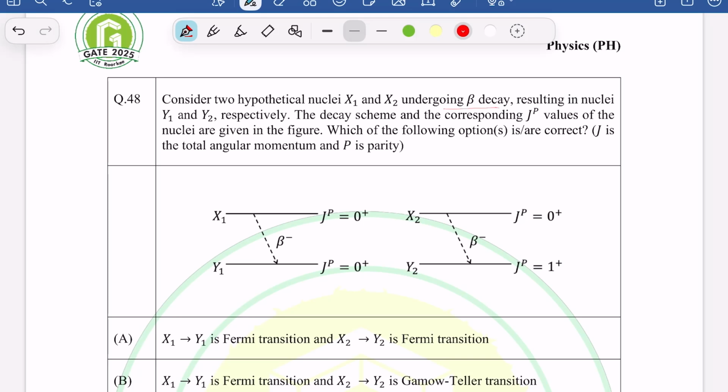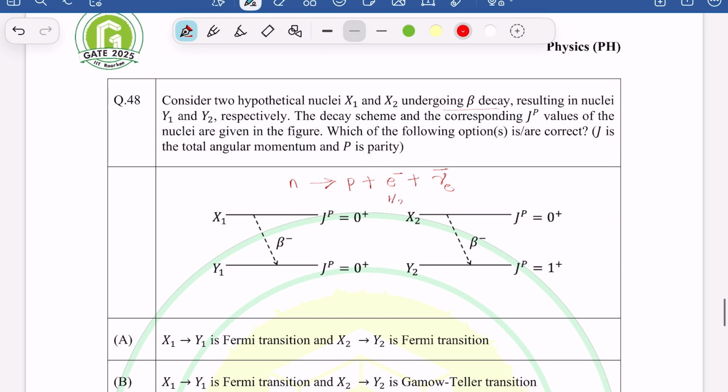So what happens in a nuclear beta decay, or in the negative nuclear beta decay? A neutron inside a nucleus is converted to a proton with an electron plus an electron type antineutrino. Here the electron has spin half, and the antineutrino has spin half. So depending on the total spin of the electron and electron type antineutrino, there could be two types of allowed transitions.